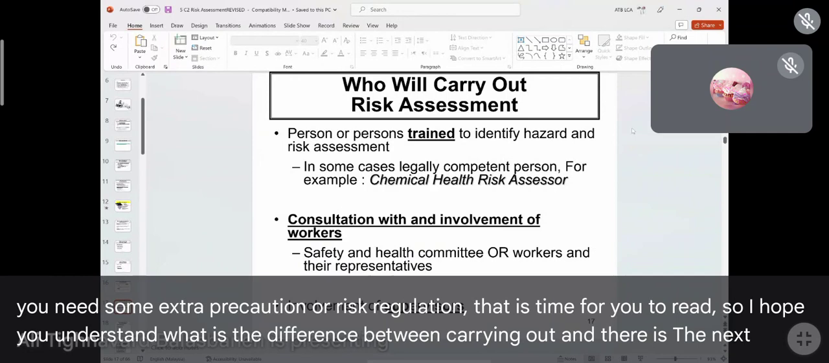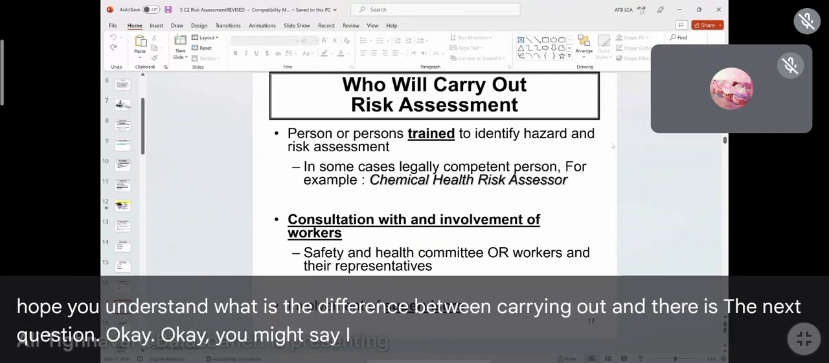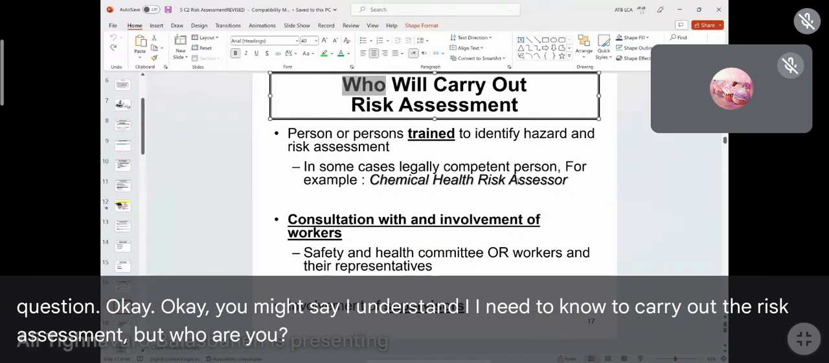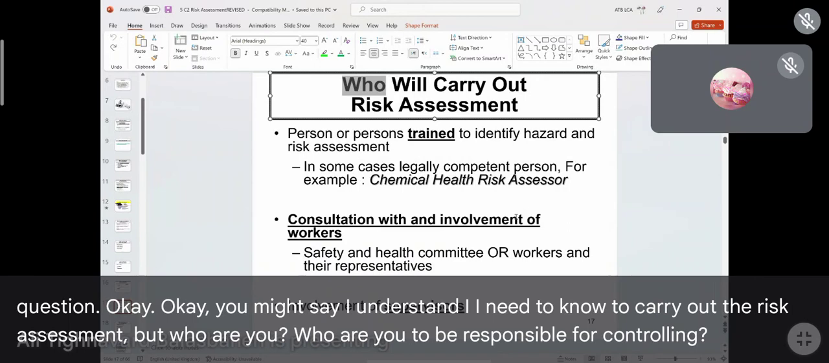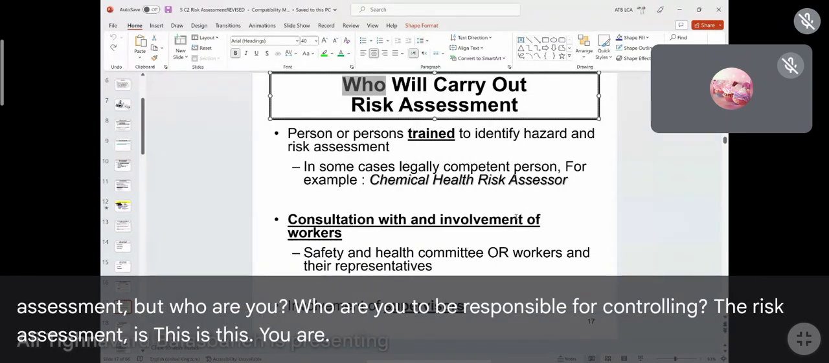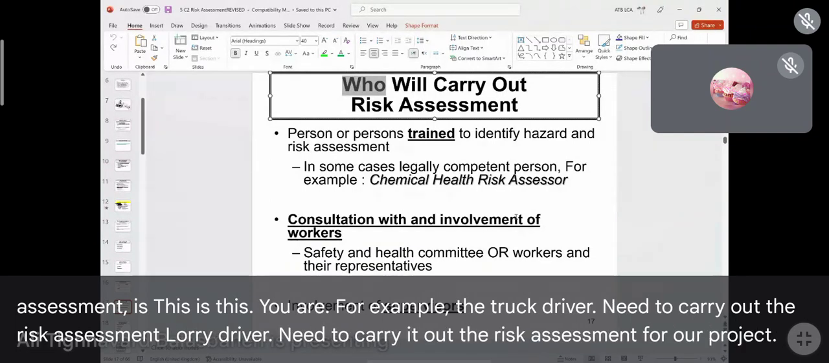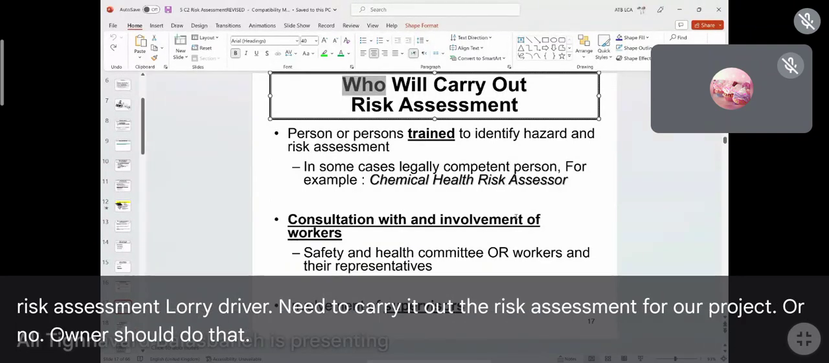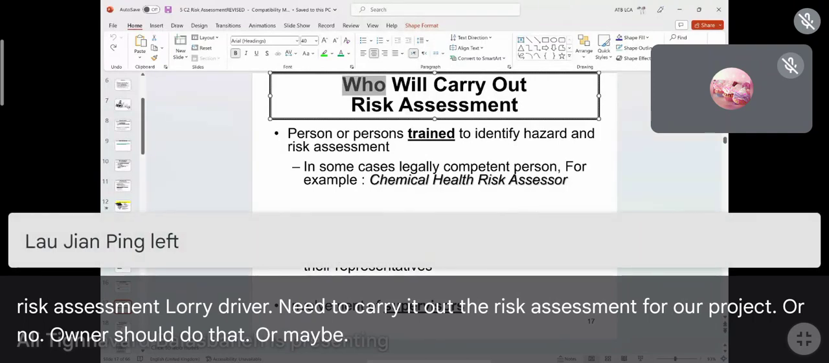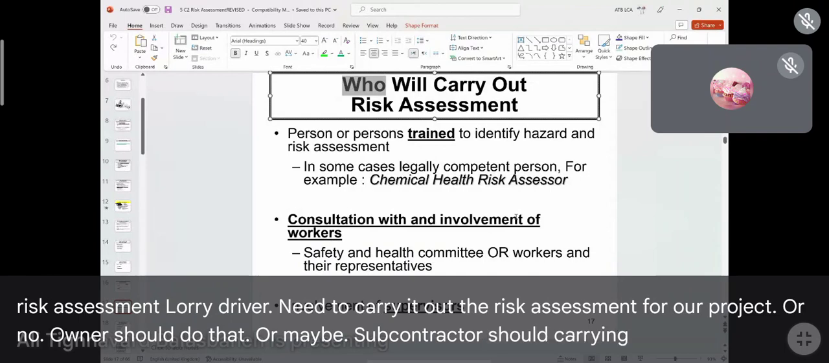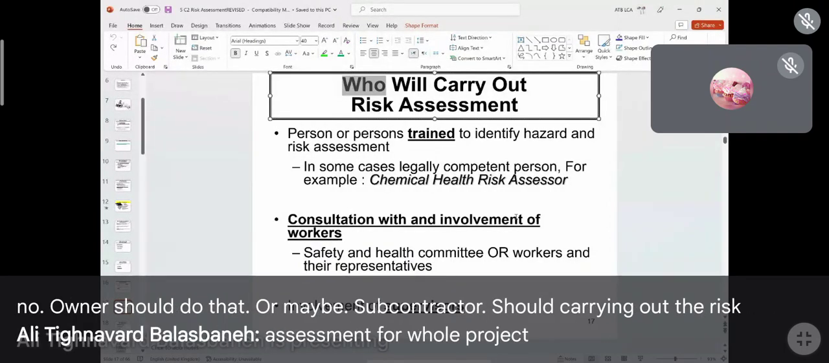The next question. Okay, you might say I understand, I need to know when to carry out the risk assessment. But who are you to be responsible for controlling the risk assessment? For example, does the truck driver need to carry out the risk assessment? Does the lorry driver need to carry out the risk assessment for our project? Or no, the owner should do that. Or maybe the subcontractor should carry out the risk assessment for the whole project, or the project manager.